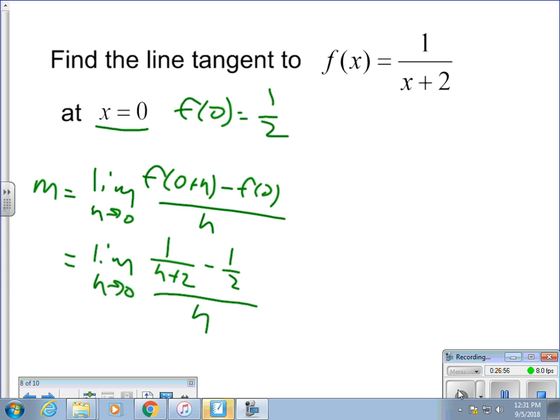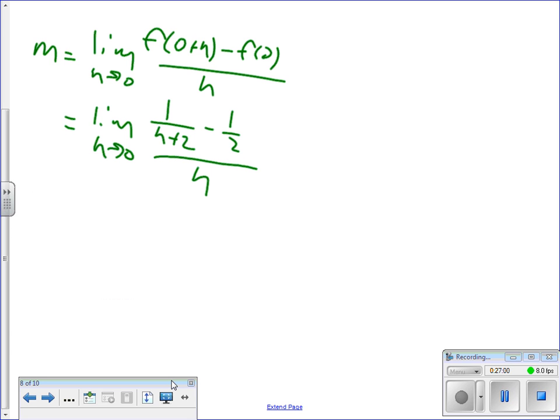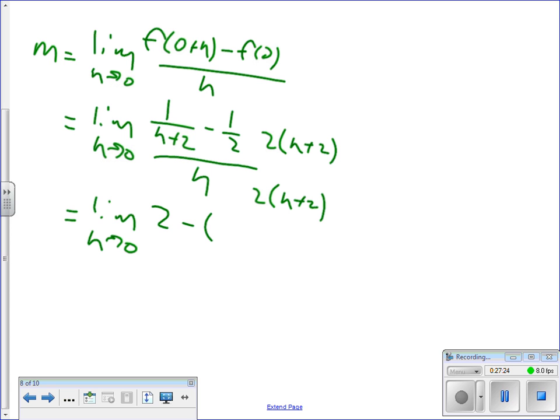Cannot put 0 in because I get 0 in my denominator. Doesn't work. So I need to make adjustments. I need to do some algebra first. So multiply by the common denominator. The common denominator is 2 times h plus 2. So, the limit as h approaches 0 of 2 times h plus 2 times 1 over h plus 2. So that's 2 minus h plus 2 all over 2h times h plus 2.